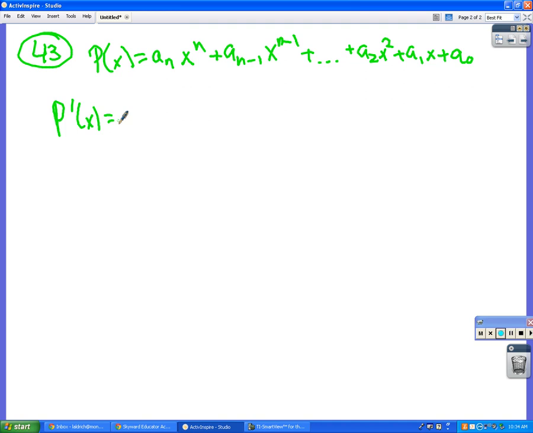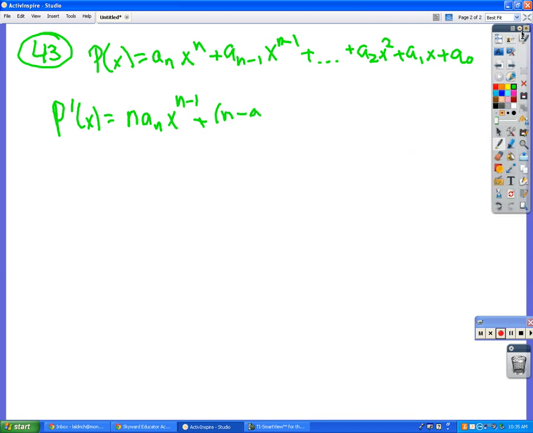Just make sure. Okay, so I don't know why they're asking this problem, but you would just take the power and put it in front, so it's n times a_n times x to the n minus 1, right? Plus n minus 1 times a_(n-1) times x to the n minus 2. And then you just continue on that pattern until you get down here to 2a_2 x plus a_1. Is that what it says in the back of the text, basically?